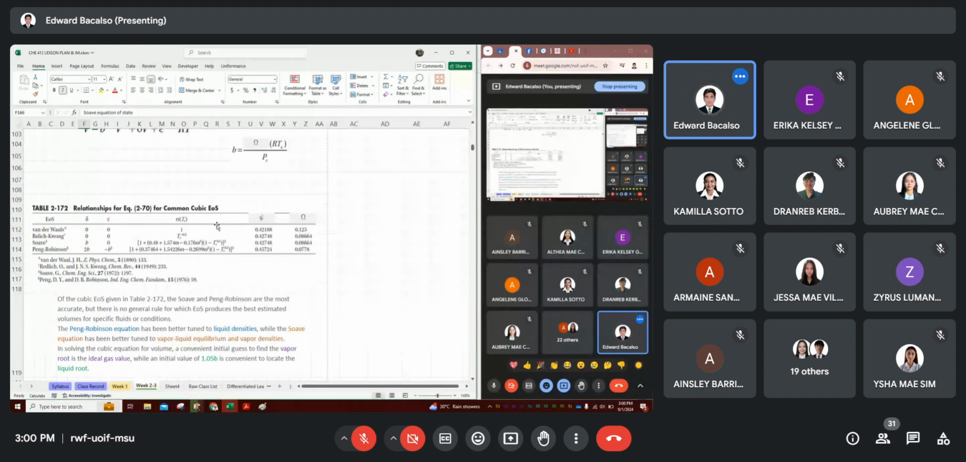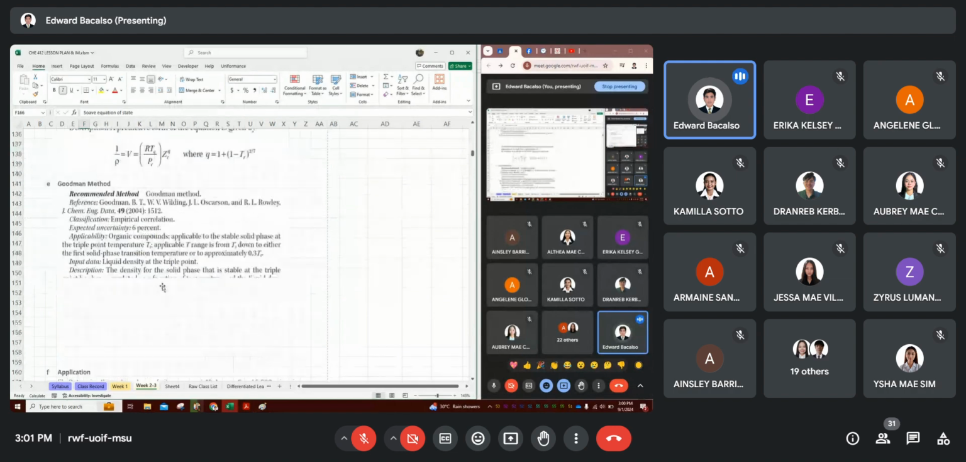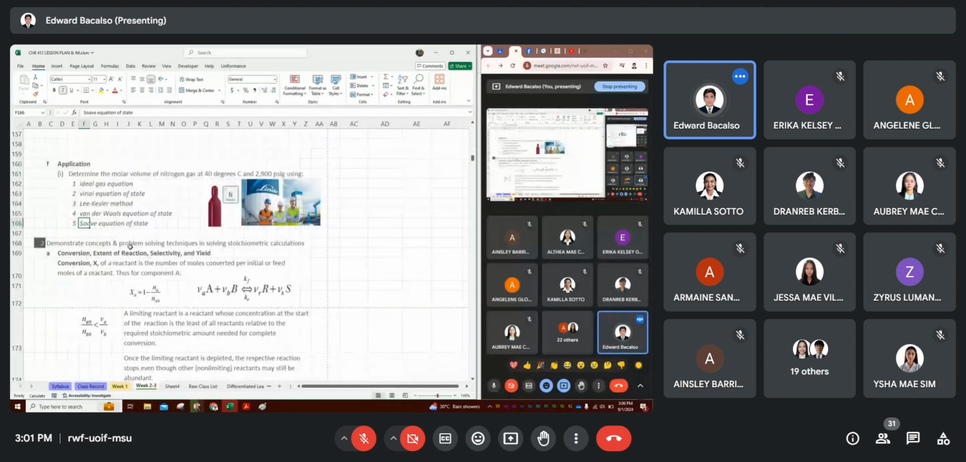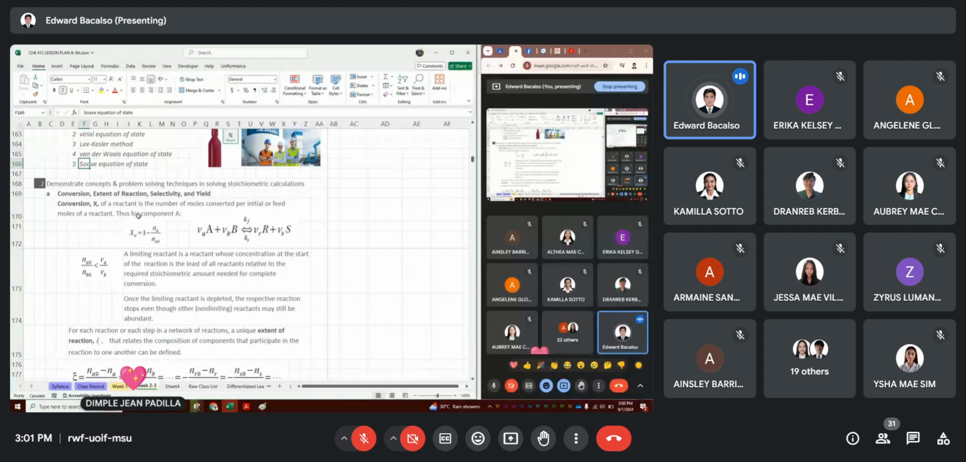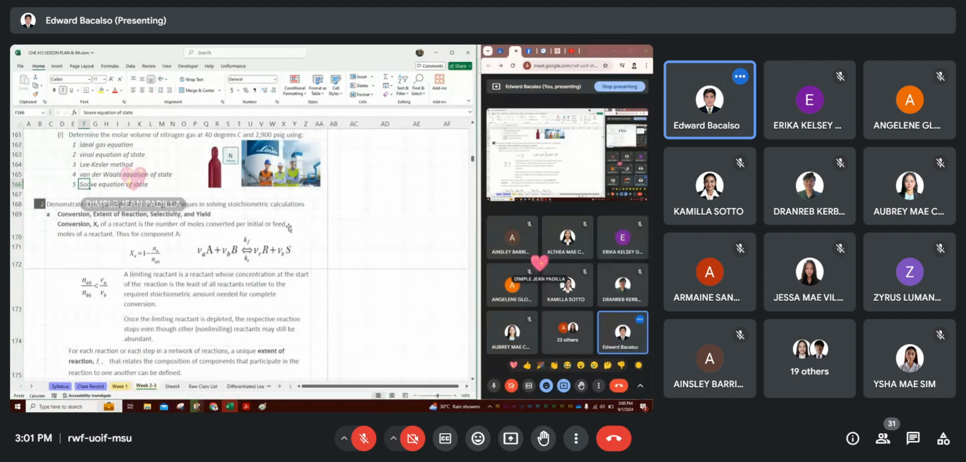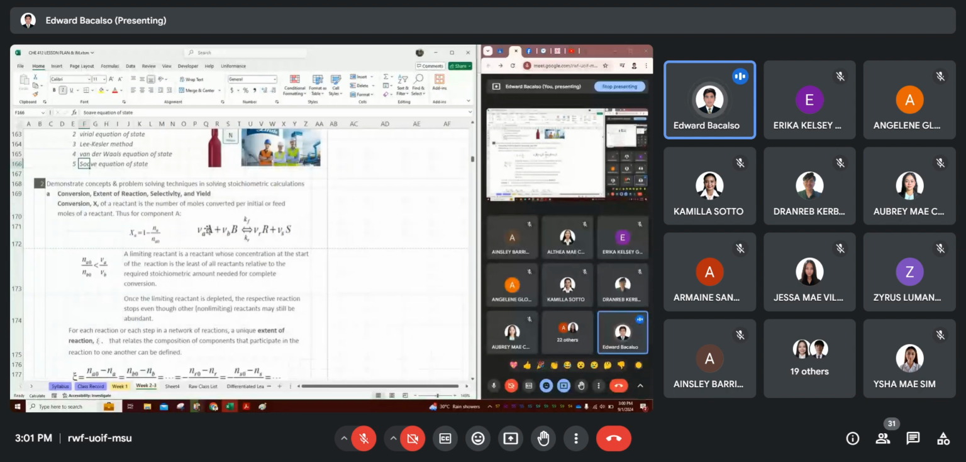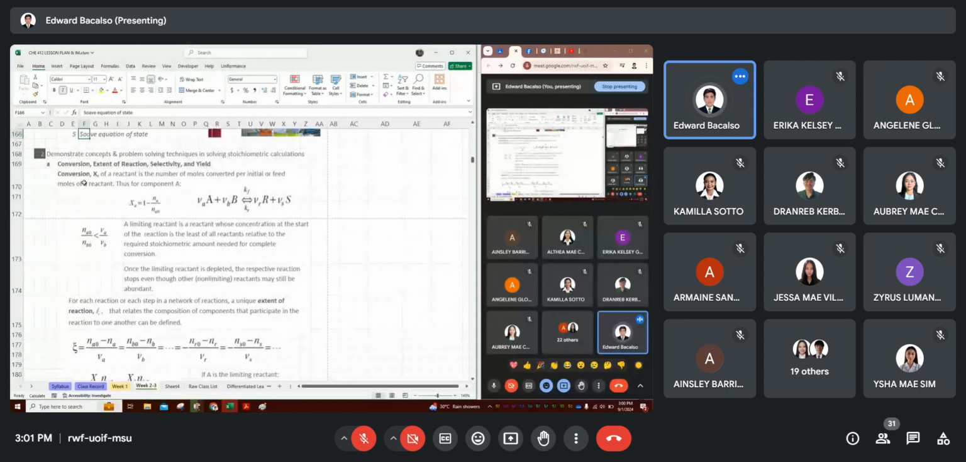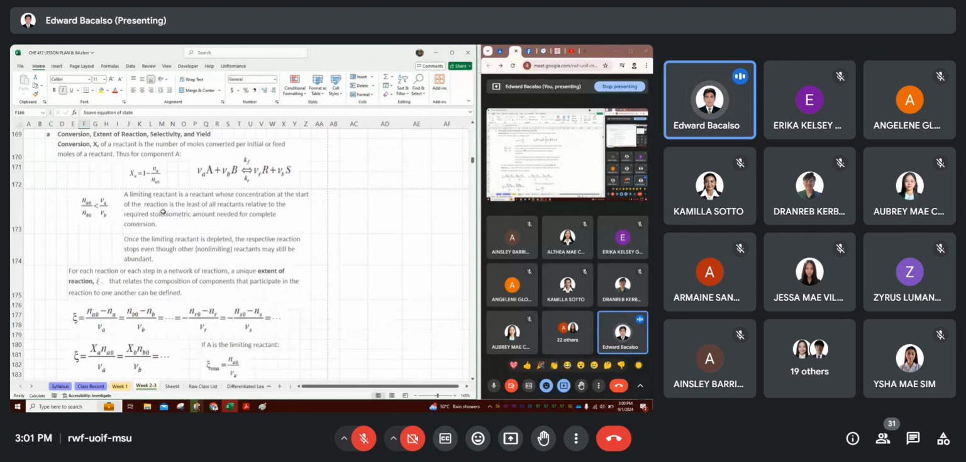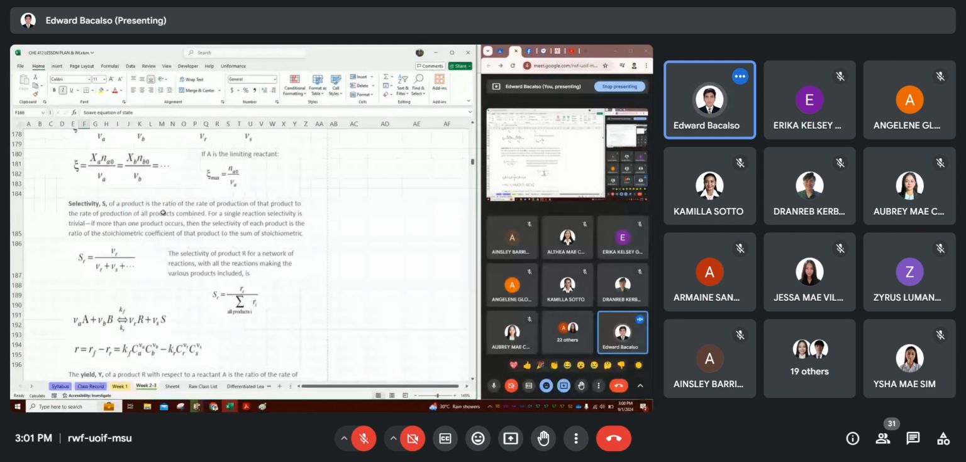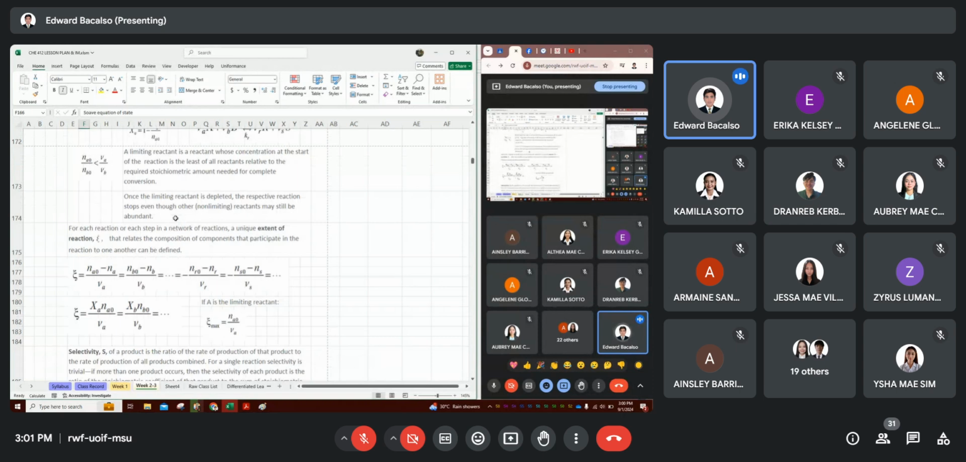Di ba 06? So, next meeting is on Friday, no? 06, 7 to 8 p.m. Yan. So, we'll discuss yung next topic which is itong conversion, extent of reaction, selectivity, and yield. Siguro less discussion about anong meaning niyan kasi I believe alam niyo na yung mga ganyan. Kahit basic material balance lang yan.